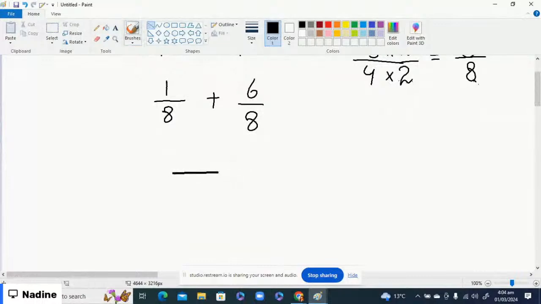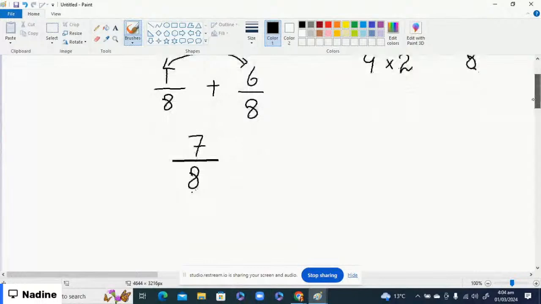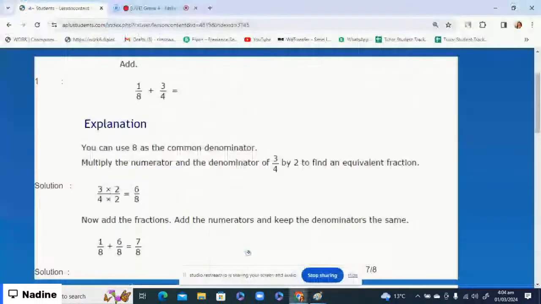We are going to put only one 8 here, only adding the numerators. So 1 plus 6 is 7, and the denominators are the same, so we put only one 8 here. So 7 by 8 is the answer. Well done. All right, let's do one more question. Let's do the next question.